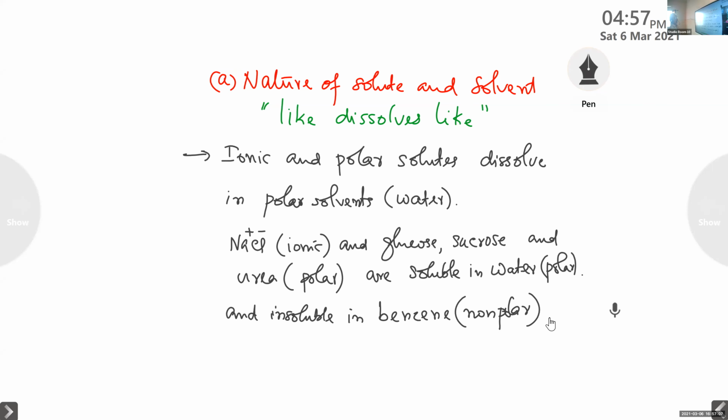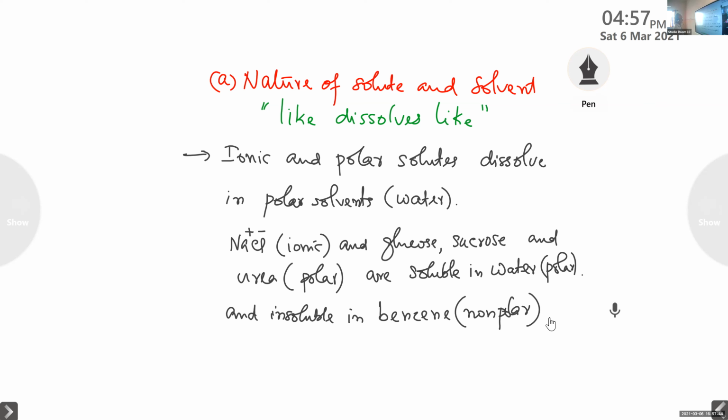The question will be like this: sodium chloride is soluble in water but insoluble in benzene. Why? We have the general principle, like dissolves like. So ionic and polar solutes dissolve in polar solvents. Sodium chloride is ionic and soluble in water, which is polar, and insoluble in benzene, which is non-polar.